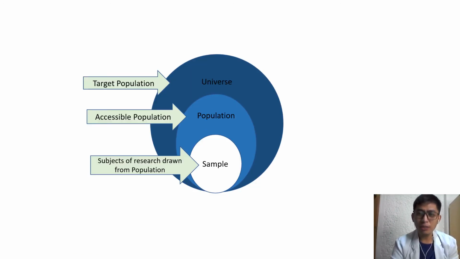So as you can see based on the diagram, let's have an example. Our universe is the nursing population. Then the universe is the target population. Then our population is nurses in the Philippines. Because it's accessible, however, we should get a sample, because for us to have a feasible study, we get only Batangas nurses. So that's our sample, population, and universe.